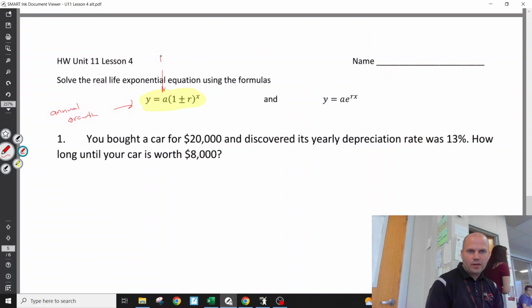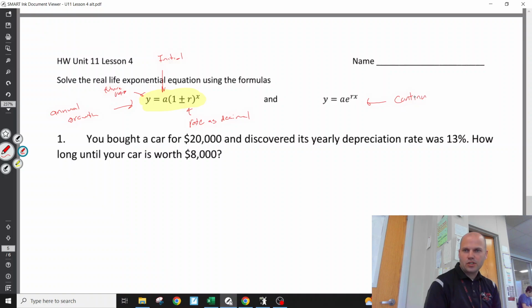A is your initial value. R is your growth or decay rate. Make sure it's a decimal. Y is your future value. It's the same for here, only this is the equation for when we are compounding continuously. Notice that the R is in the exponent.